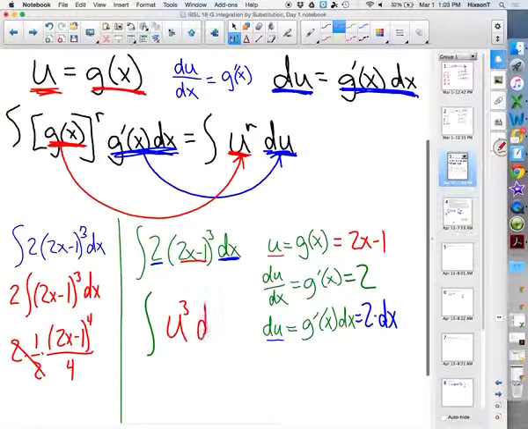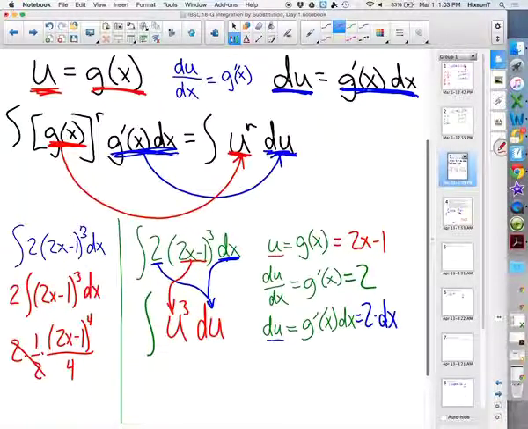u cubed du. This is the du. That's where the 2 went and the dx went. The 2x minus 1 is the u.